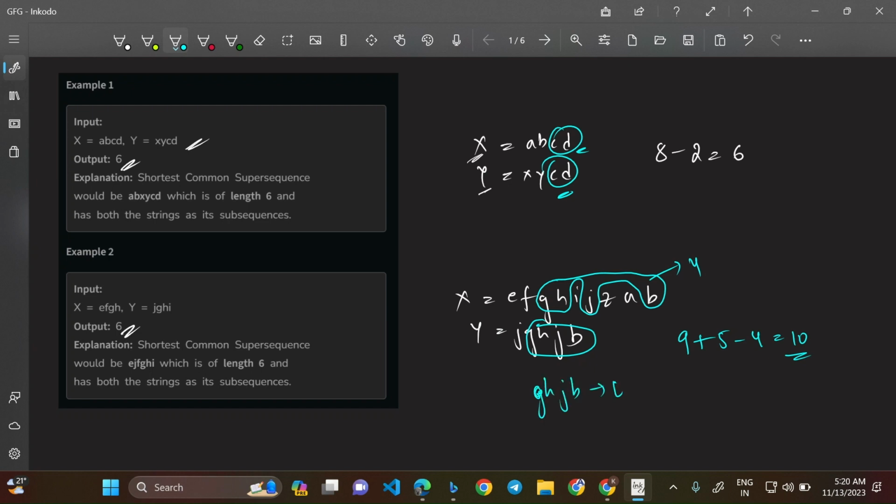GJB is repeating twice, like it is common to both x and y. So we'll be subtracting it, and the rest of the characters will be there. Instead of putting GHJB twice, we'll only be putting it once. So that is the reason we'll be subtracting 4. All right, I hope you people understood.